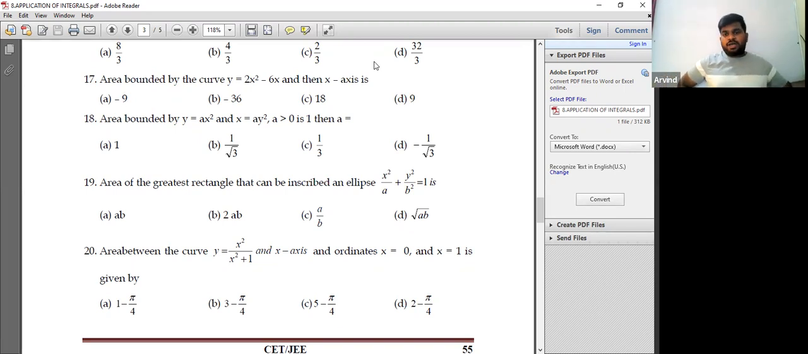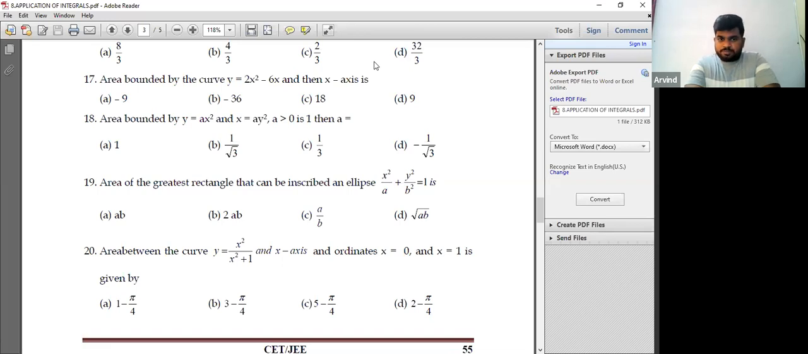So the curve is going to meet the x-axis twice because of x square, but how to find the intersecting points here? Very simple. It is going to meet the x-axis when y is equal to 0. That is the rule. So 2x square minus 6x is equal to 0, solve it. You will get the values of x. You get it as 3 and 0. So integrate it from 0 to 3, 2x square minus 6x.